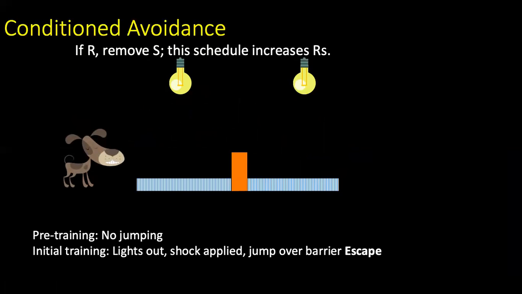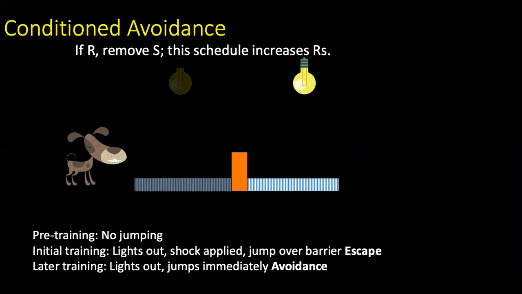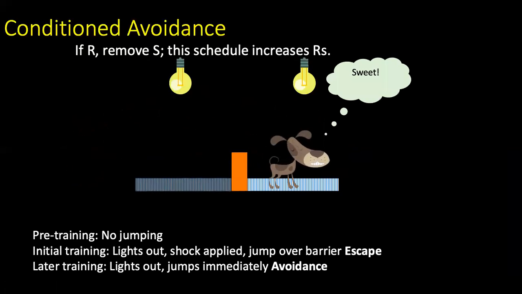That's escape. But as this continues, the animal learns the association of that light turning off, such that the light turns off and it jumps before it even feels the noxious stimulus. And so at this point, they're no longer escaping a bad situation, they're avoiding it altogether. So that's why we call this conditioned avoidance, right? And so this is something that we can see quite a bit in the real world as well.